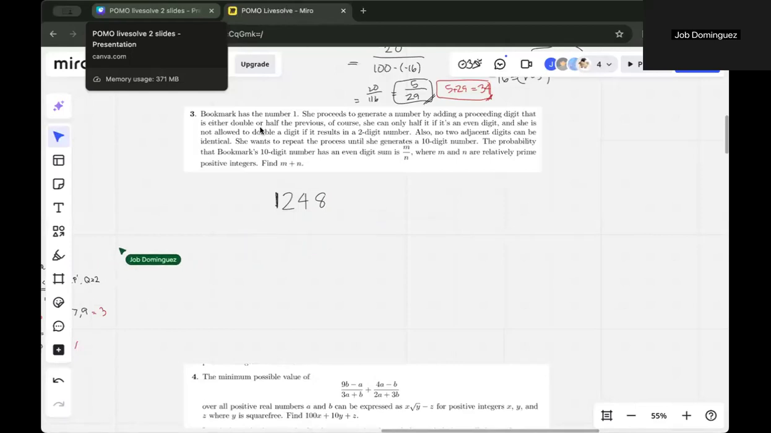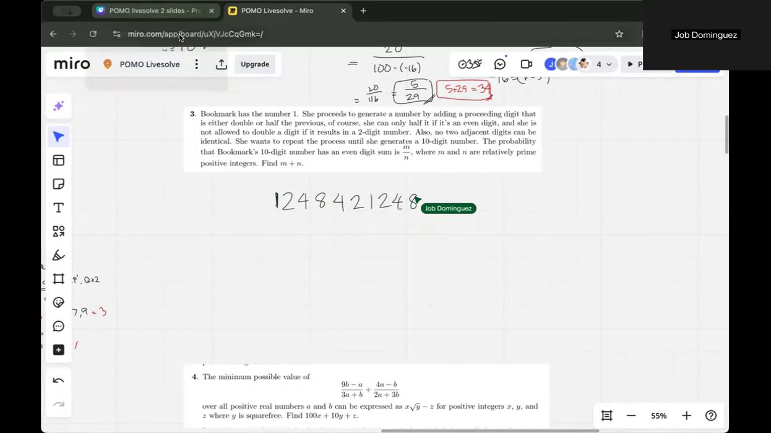This will be back to 4. This will be, let's say, 2, 1, then back to 2, 4. Let's say 4, 8. That would be 10 digits, correct? So this is an example of a possible 10-digit number that bookmark has.